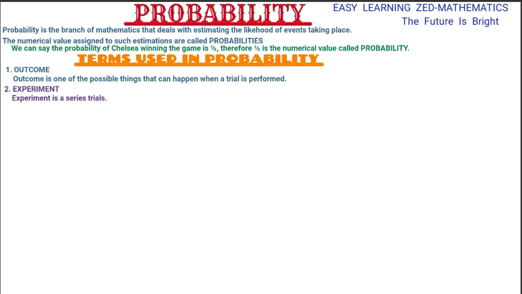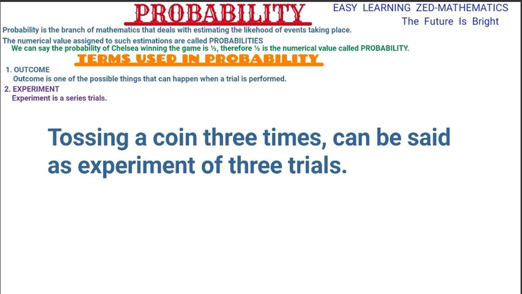For instance, tossing a coin 3 times can be said to be an experiment of 3 trials. I hope you understand. When you toss a coin, that is a trial. Now the number of trials, when you put them together, form an experiment.